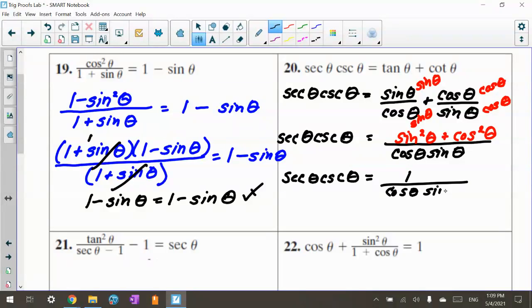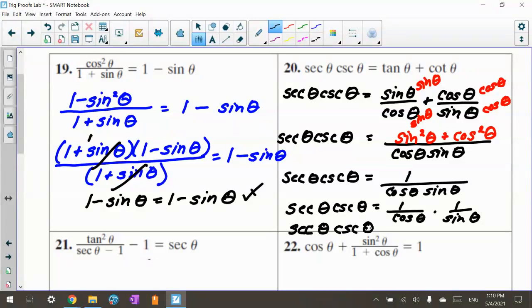So we're getting close there, folks. Now, if I have it like that, I can actually pull that apart to say, and I'm probably going to run out of room, secant of theta, cosecant of theta is going to be 1 over cosine theta times 1 over sine theta. It's kind of a little math trick. And if you look at this, 1 over cosine is secant and 1 over sine is cosecant. So I end up with secant theta, cosecant theta does equal secant theta, cosecant theta, and I just got it. I just proved my identity.